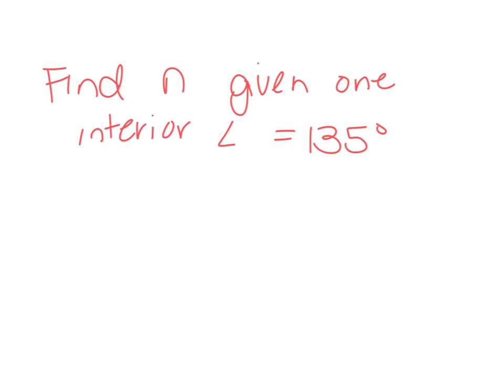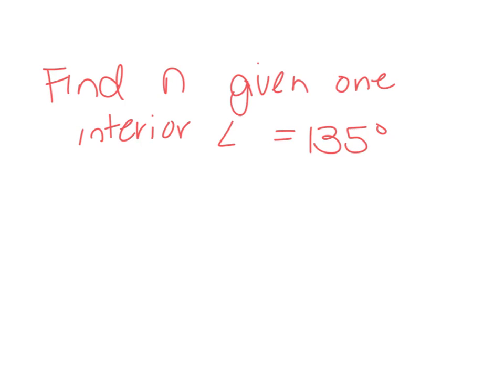Okay, let's see. So this is like question 24, 25. Okay, there's one similar to it. So you're working backwards this time. This time they're giving you that a single angle is 135 degrees. And what you want to find out is what n is. So you're working backwards. Okay?